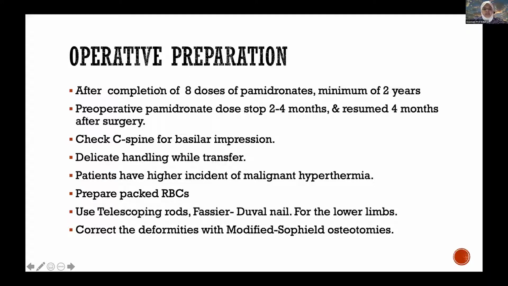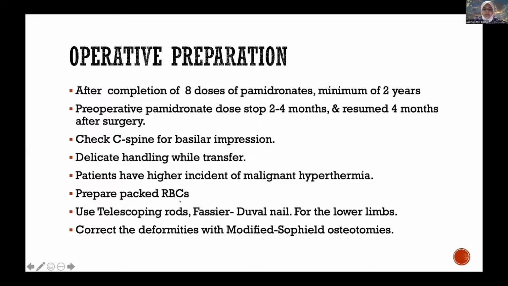For the preoperative preparation, after the patient finishes 8 doses of pamidronate, a minimum of 2 years, pamidronate should be stopped 2 to 4 months before surgery, and we resume it 4 months after healing because, of course, it decreases fracture union or osteotomy union. We have to check their cervical spine for basilar impression. We have to have very delicate handling when we transfer them in and out of bed. And the patient has a higher incidence of malignant hyperthermia, so we need to alert the anesthetist. They should be first on the list, and the machines need to be flushed before we start surgery.